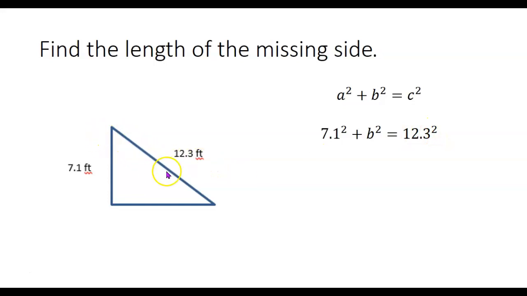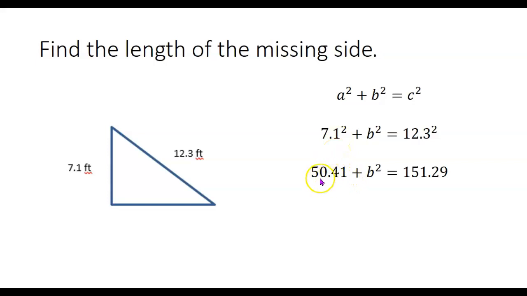Notice how the hypotenuse, the longest side across from the right angle, is 12.3, so I made sure to put the number 12.3 in place of the c. Now, 7.1 squared is 50.41, and 12.3 squared is 151.29. You can do that on your calculator either with the special squaring button or by just putting in 7.1 times 7.1.